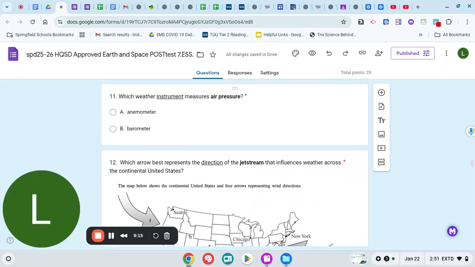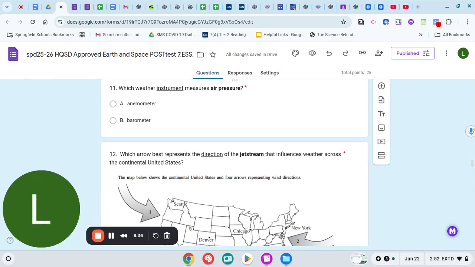Number 11, which instrument measures air pressure? A, an anemometer, or B, a barometer? Again, which weather instrument measures air pressure? A, an anemometer, or B, a barometer?